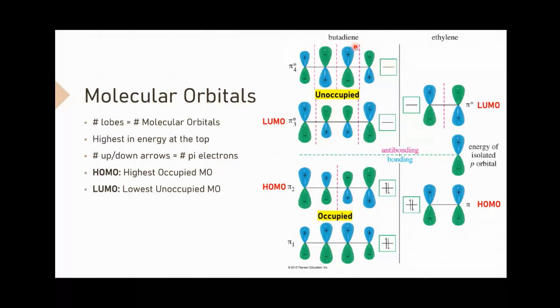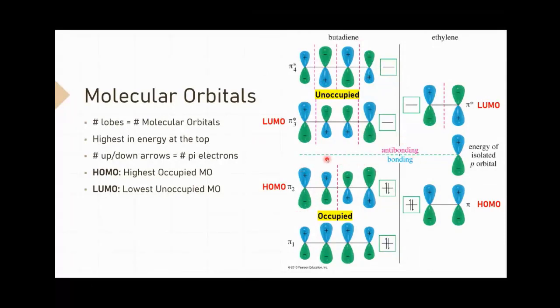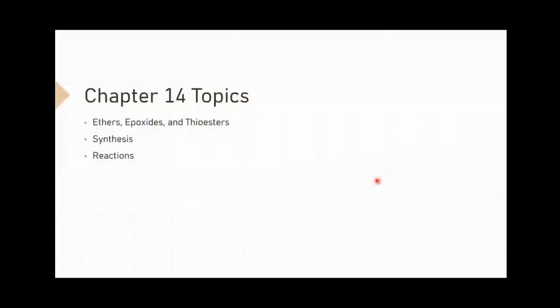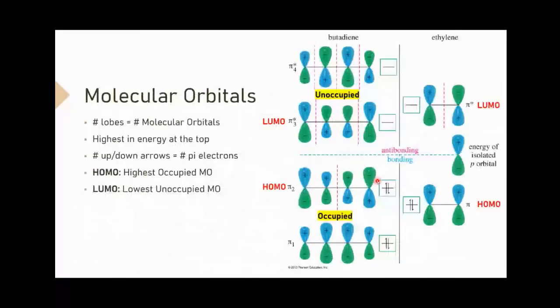So for butadiene, you have two double bonds. When you have two double bonds, you have four pi electrons, which we fill up from bottom to top. Once you draw this molecular orbital, you would cut it in half. Wherever the filled orbitals stop, that's where the anti-bonding line is.